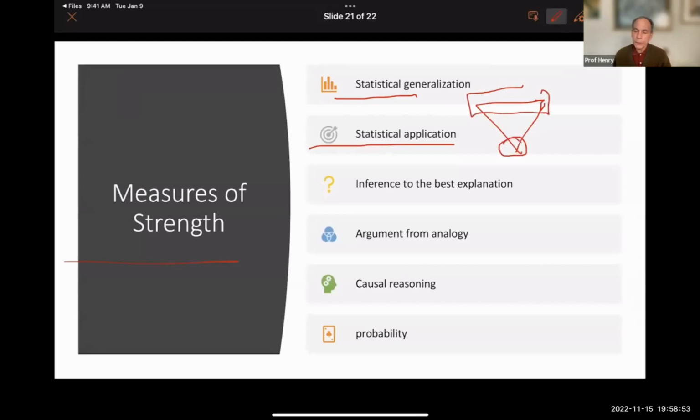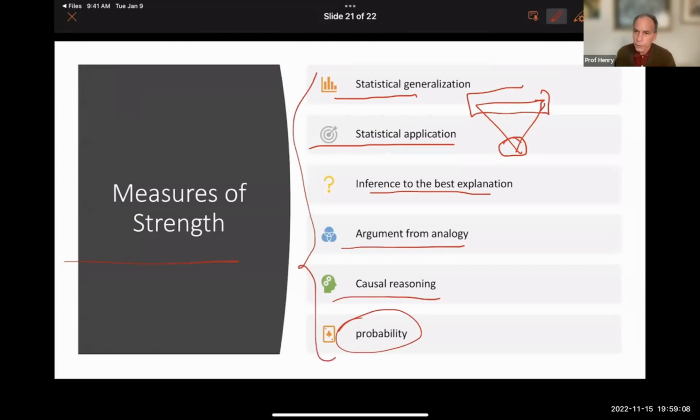How likelihood, inference to the best explanation, argument from analogy, causal reasoning, and then probability. So use all these tools to determine the strength of your argument.